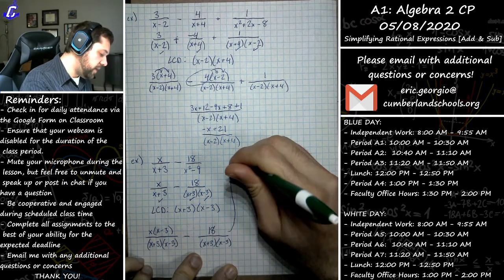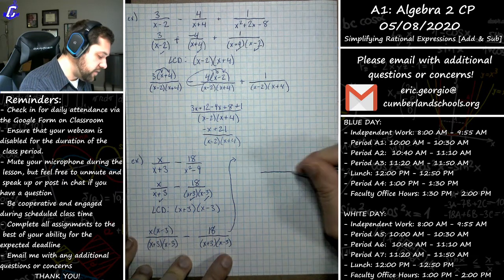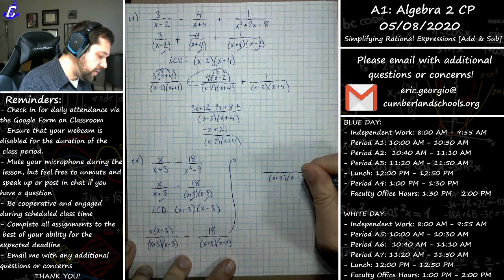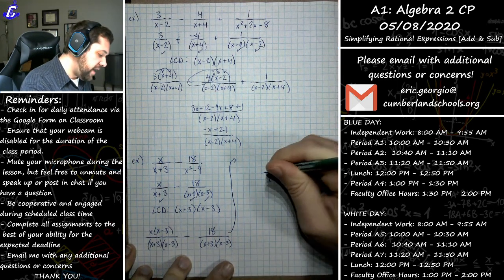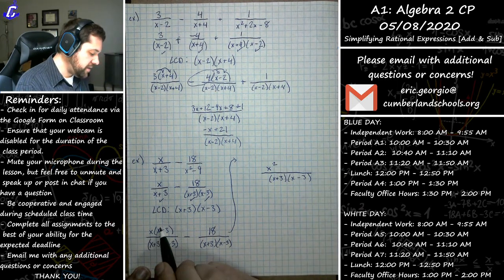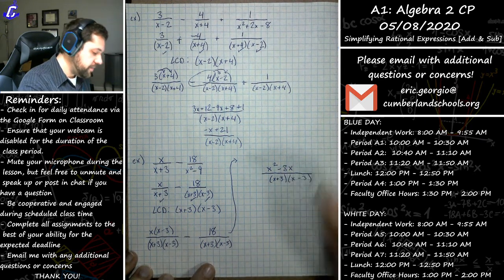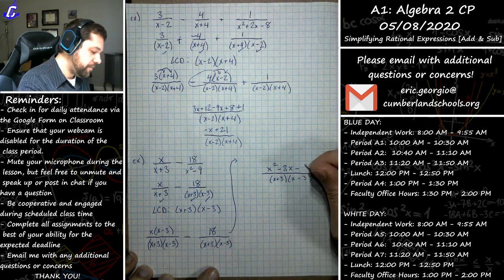Continuing the problem up here, we can distribute these and combine them together into a single fraction. Notice I have x plus 3 times x minus 3. Distributing that, we're going to get x squared. That's x times x. See that from down there. x times negative 3, minus 3x, minus 18.